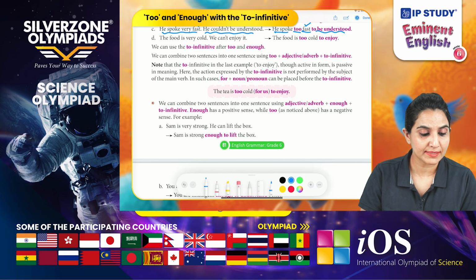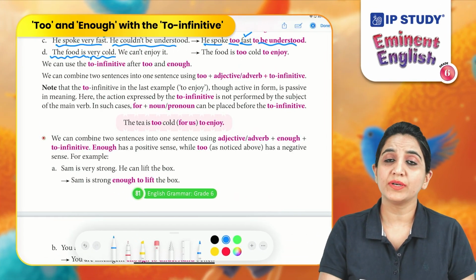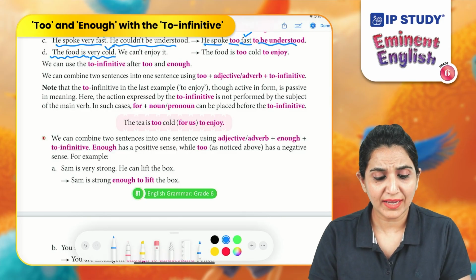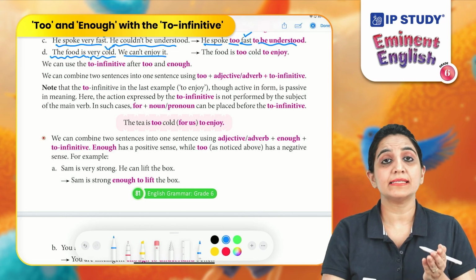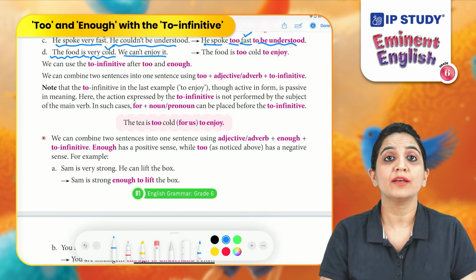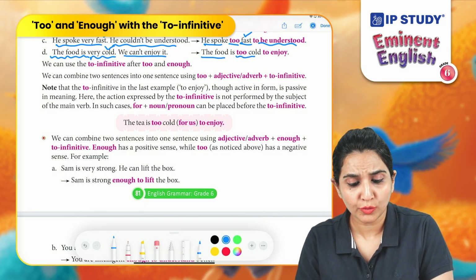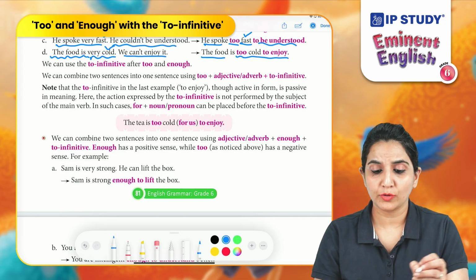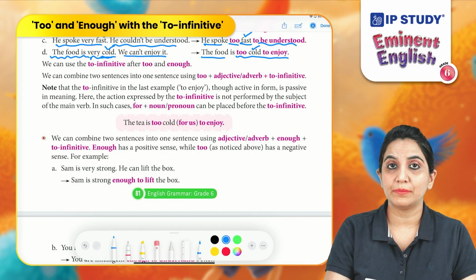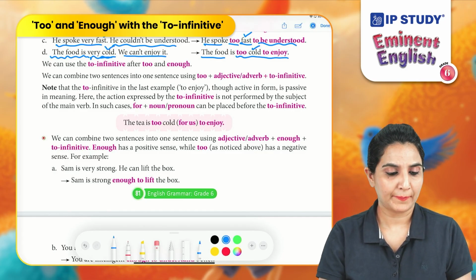Now let us discuss and study this example. The food is very cold. What is the adjective in this sentence? Very good. Cold. We can't enjoy it. Again, the second sentence is in a negative sense. Now we need to combine the sentence using too and to infinitive. The food is too cold to enjoy. Again, you got the adjective from the first sentence. So, this is how we use too with to infinitive verbs.